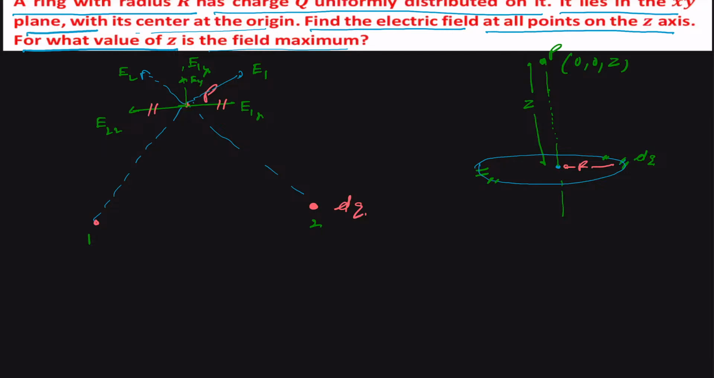Therefore, the net electric field, let us suppose it is in the z direction, and the z component will be the summation of E1y plus E2y, and this is true for only 2 points. Similarly, we can generate it for n number of points along the ring. So it means the net electric field will have a direction along our z-axis.